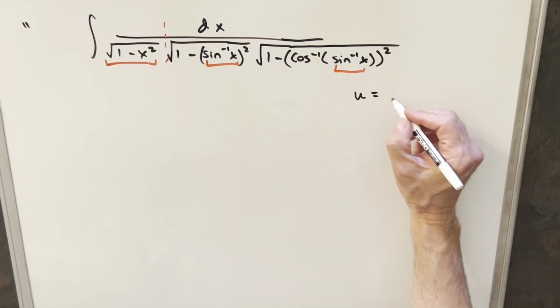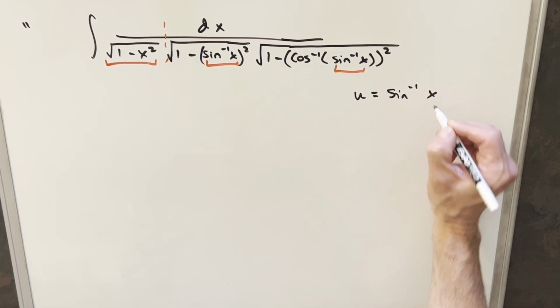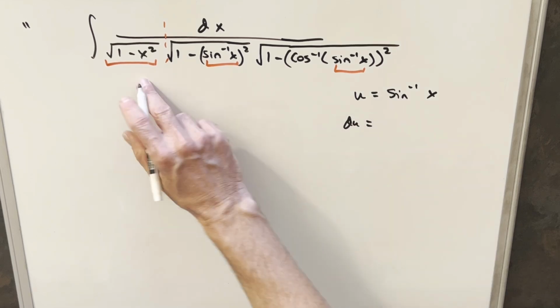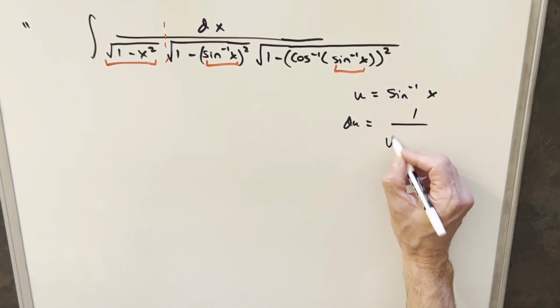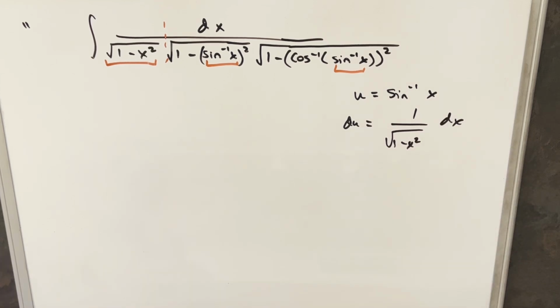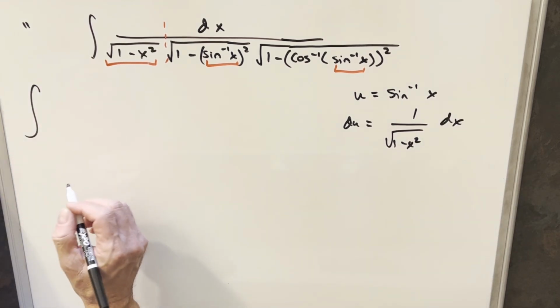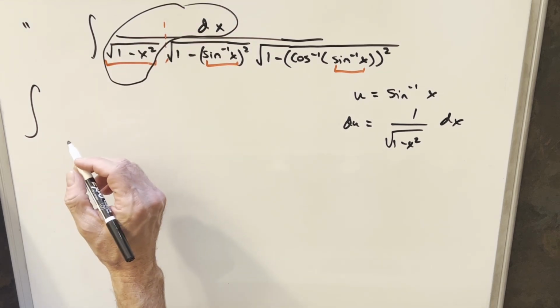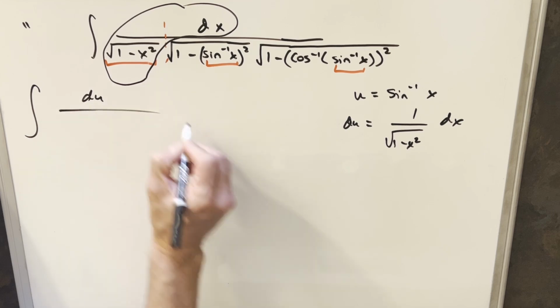I'm going to make my u equal to arcsine of x. And then if I take my derivative from here, our du value is going to be 1 over square root of 1 minus x squared dx. So I'm just going to make this substitution and see how it works out. Again, this is going to be our du right here, so I'm just going to write this as a du in the numerator.